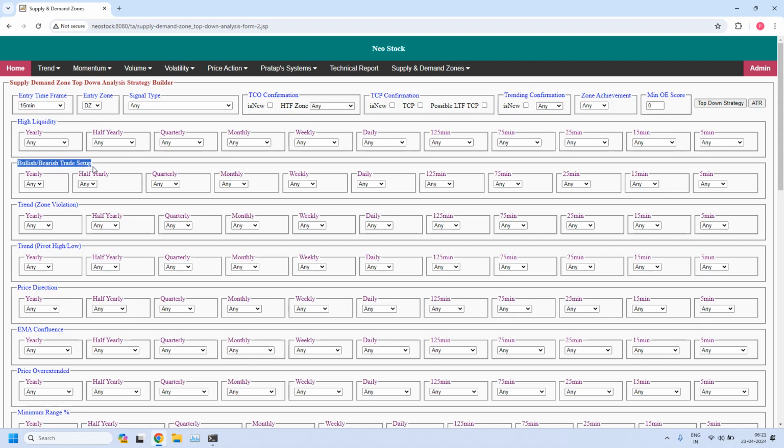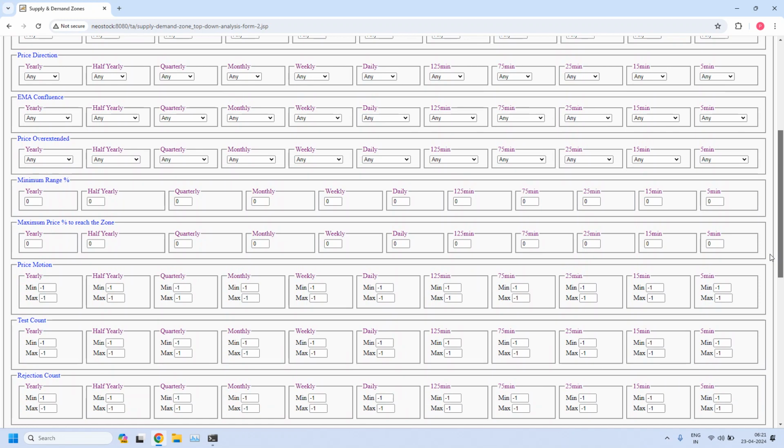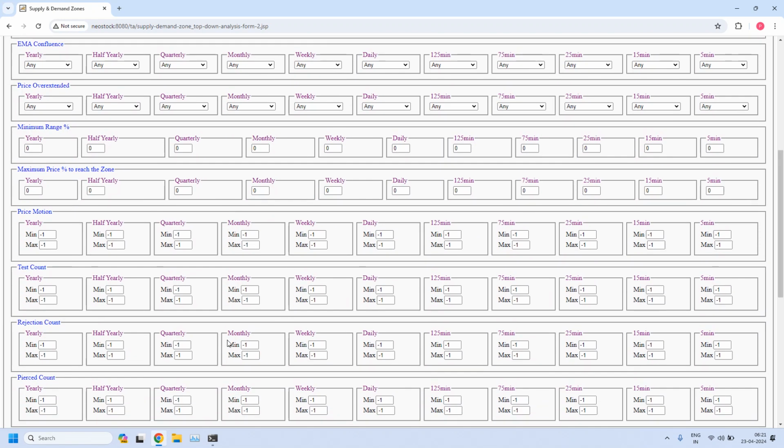And also in bullish or bearish trade setup parameter, in 15 minutes time frame, that is entry time frame, we are selecting bullish. I am also going to set three parameters, three filters actually. The first filter is we don't want pierced zones. So that's why I want to set pierced count, the last parameter in this page, pierced count for entry time frame, that is 15 minutes time frame. I want to set the value 0. That means the minimum value should be 0, maximum value 0, which indicates the pierced count should be 0. If pierced count is 0, that indicates zone is not pierced.